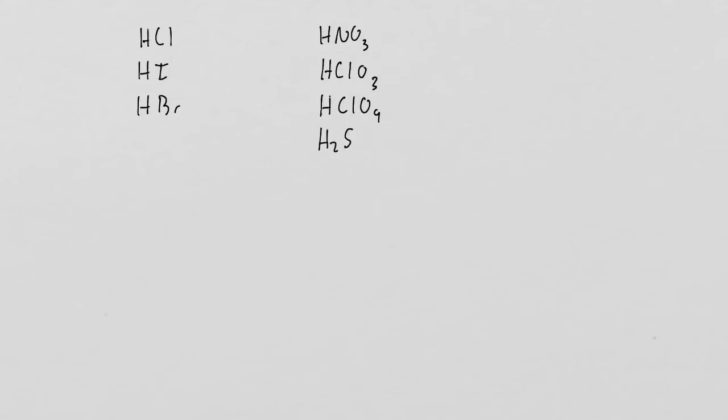For example, any of these ones, HCl, HI, HBr, and these you have to actually know, HNO3, HClO3, HClO4. Those are chloric and perchloric acid, and sulfuric acid, which is a strange exception we'll get to later. These guys are all strong acids, and that means they completely ionize.